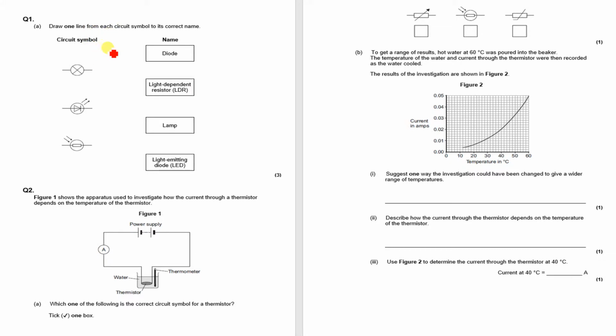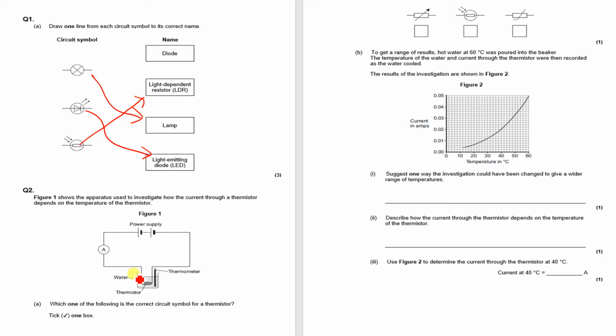So the first question is about circuit symbols, and that is going to be a lamp. Remember, the arrows are showing light, and light is moving away, so light is being emitted. So we know we're going to go for a light emitting diode. That is a symbol for a diode, and here the light is going towards it, so it's going towards a resistor, so that is a light dependent resistor.